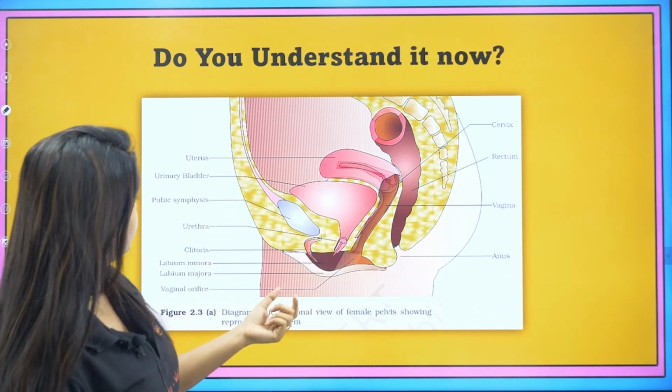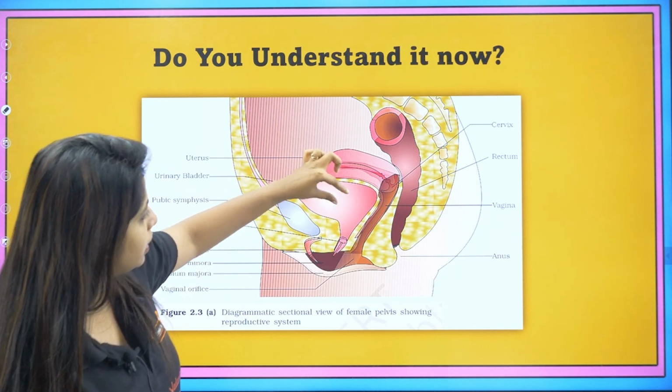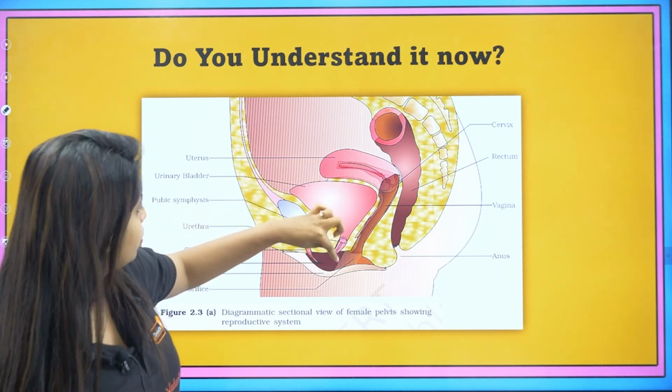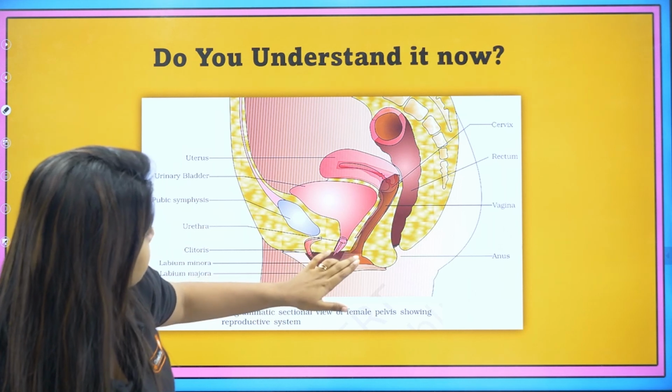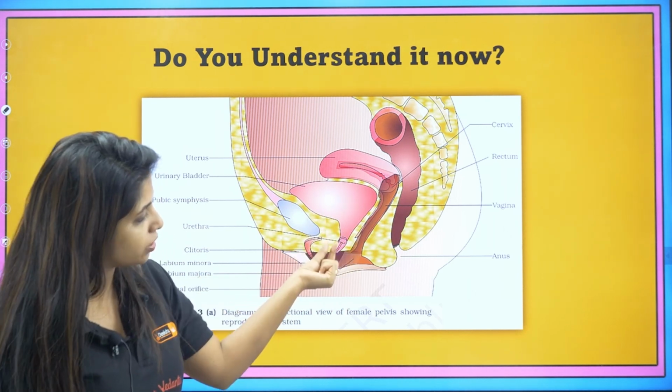So in the lower region, what do you have? You have the urinary bladder. And urinary bladder comes in the front position.